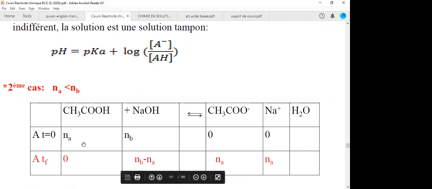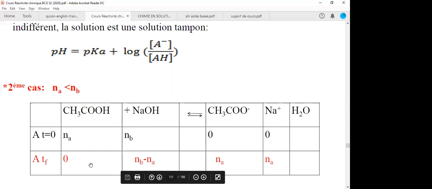So at first we won't have the ions formed because the reaction has not started. At last, since the acid here, again, you have to check the mole ratio. Mole ratio is 1 to 1. So the number of moles of the acid that was present will react with the base. So the same number of moles.